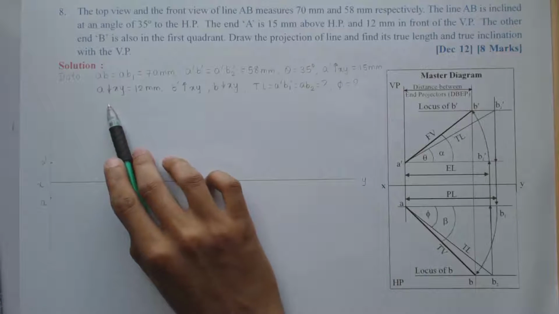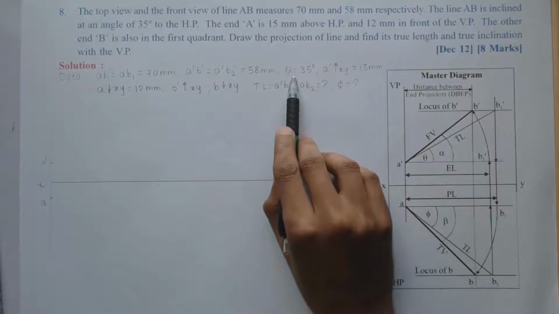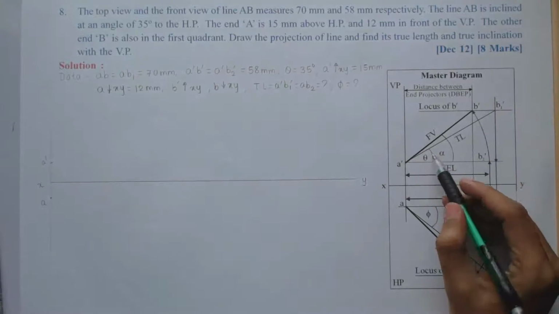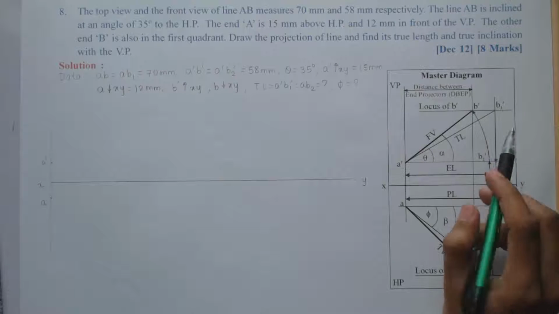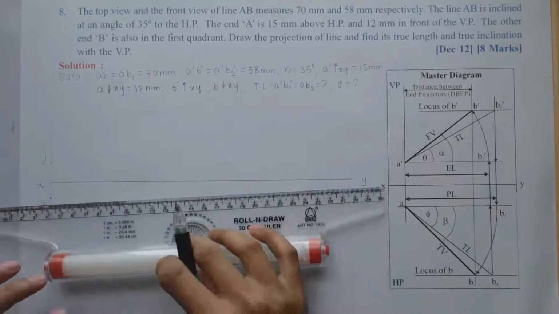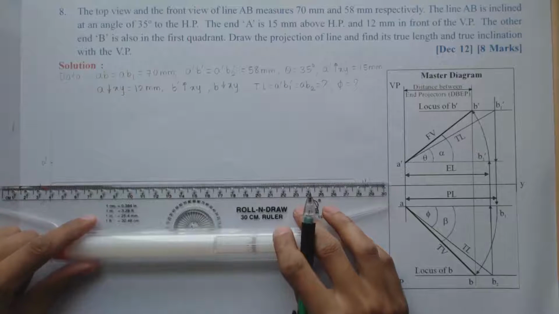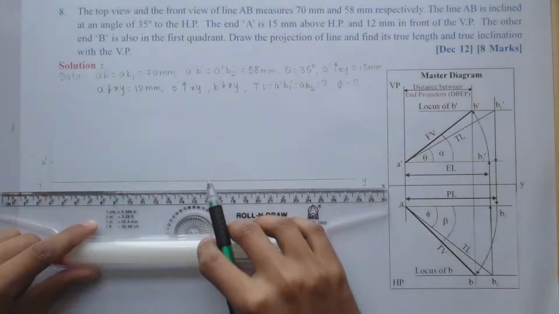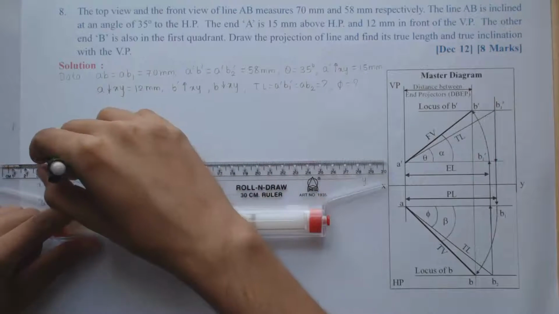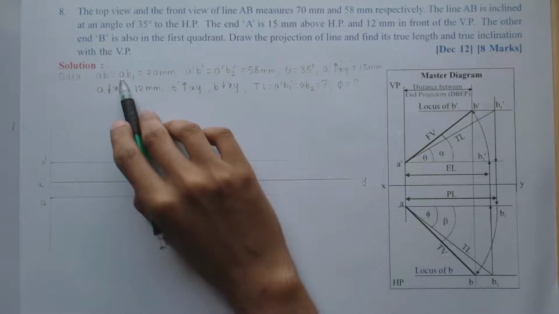Now after marking A dash and A, comparing with the master diagram, since theta is known but the true length is not known, I can't draw A dash B1 dash directly. I can't mark B1 dash directly. So I'll first draw the horizontal lines passing through A dash and A. So I can't start with the true length first. So I'll start with the front view and top view length.